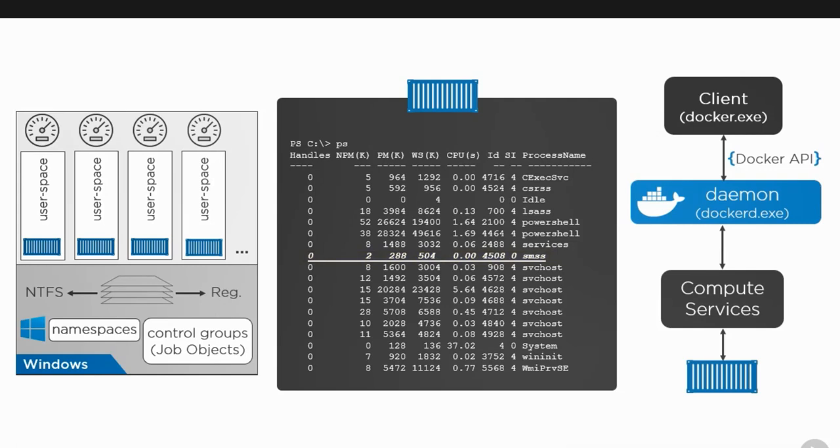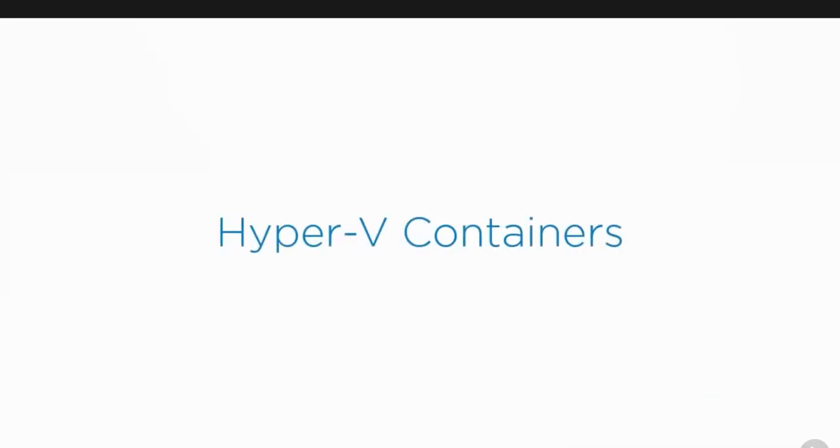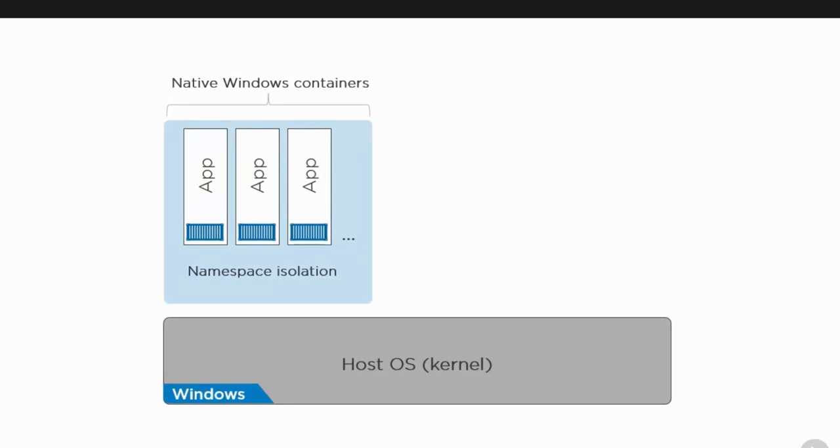Now then, Hyper-V containers. Okay, yes, it's true. We've actually got two different types of Windows container. Native Windows containers and Hyper-V containers. And both are for native Win32 apps, though you can do Linux inside of a Hyper-V container. But why two options? Well, native containers use namespaces for isolation.